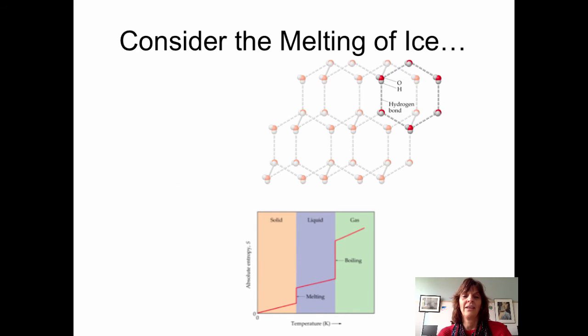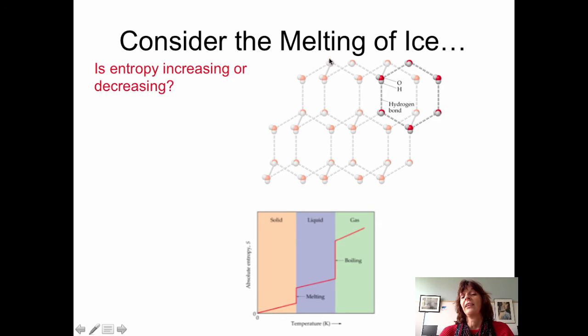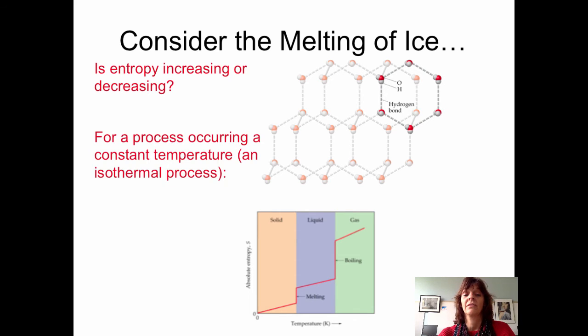So consider melting ice. Is the entropy increasing or decreasing? If you've got it in a crystalline state and you start in the solid, you're going to increase entropy as it melts because it's going to get more disordered, more possible movements of the water molecule.